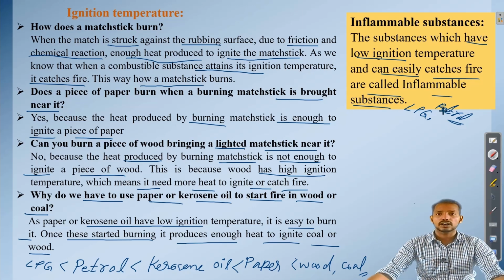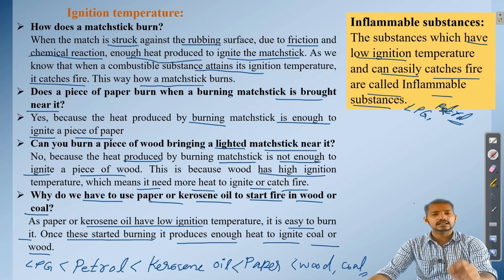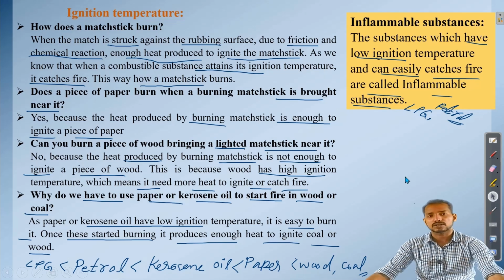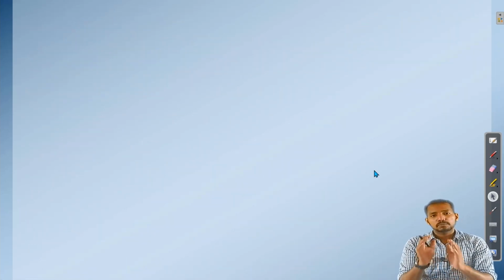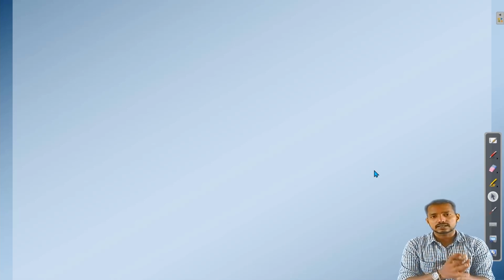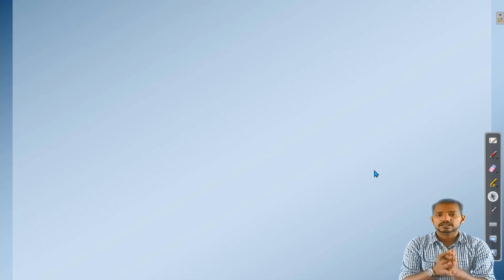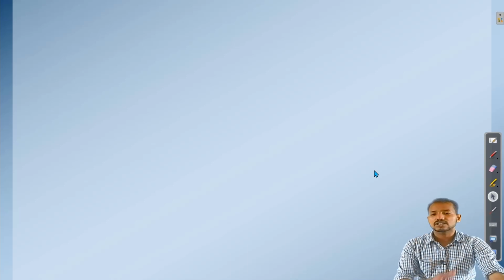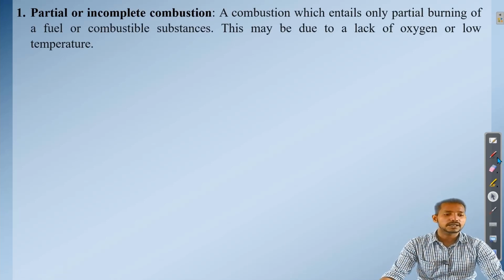Okay, now let's move to the next condition we have discussed, the presence of air, that means supply of oxygen. So what will happen if the supply of oxygen is not there? Presence of air or supply of a sufficient amount of oxygen is necessary for combustion to take place. So if there is a lack of supply of oxygen, then the combustion will not take place completely. It will take place in a partial manner. That is called partial combustion or incomplete combustion.